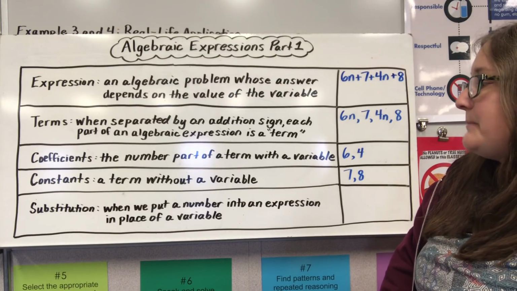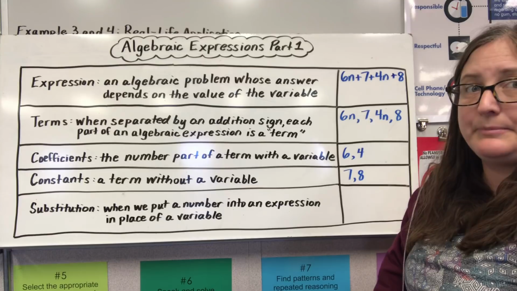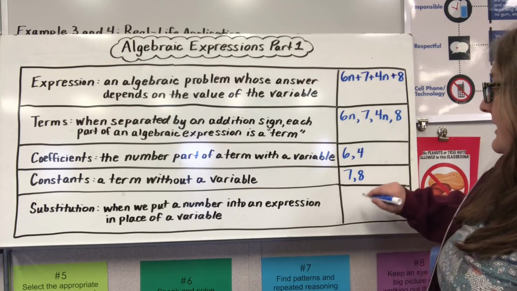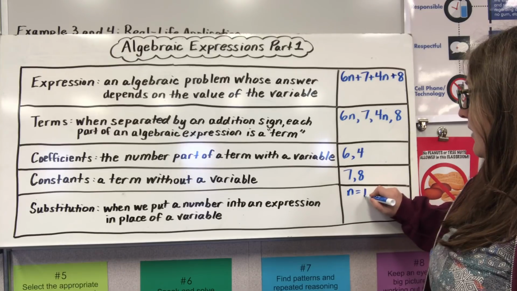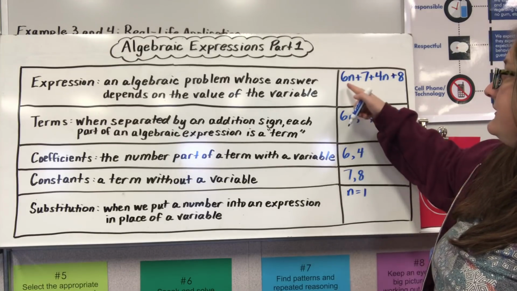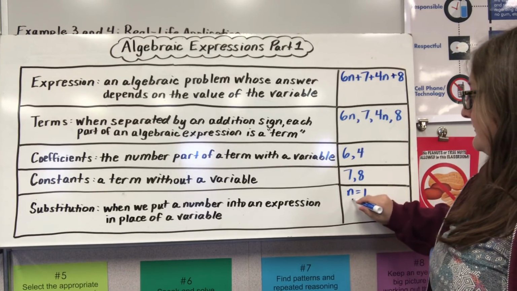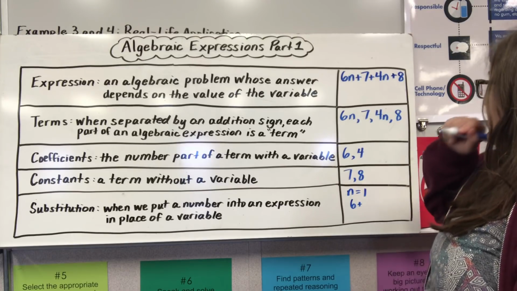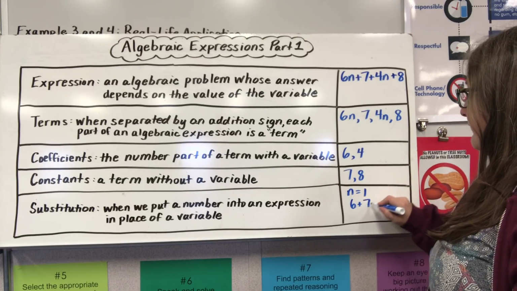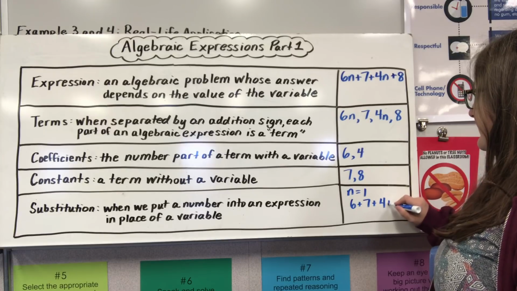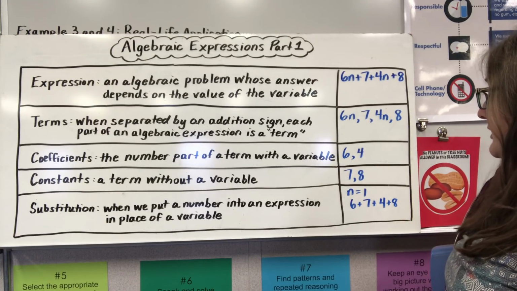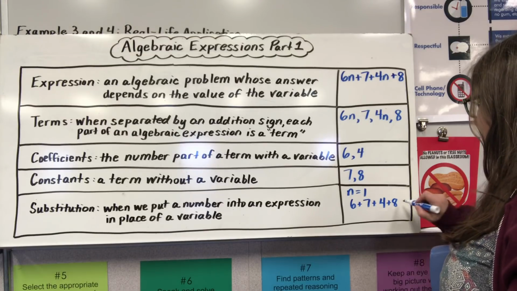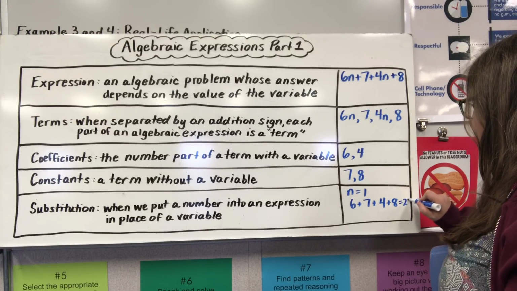Substitution is when we put a number into an expression in place of the variable. So let's say that we're going to say n equals 1. So 6 times 1 would give us 6. 4 times 1 would give us 4. And now I just have to do 6 plus 7 plus 4 plus 8, and I get a total of 25.